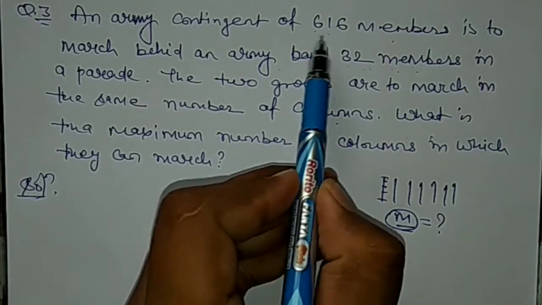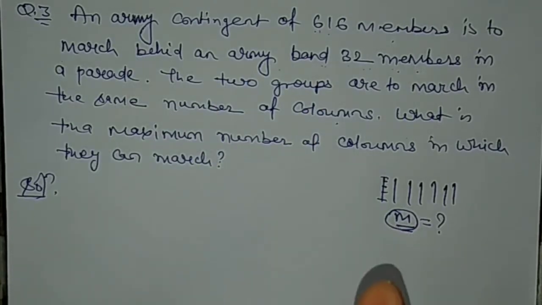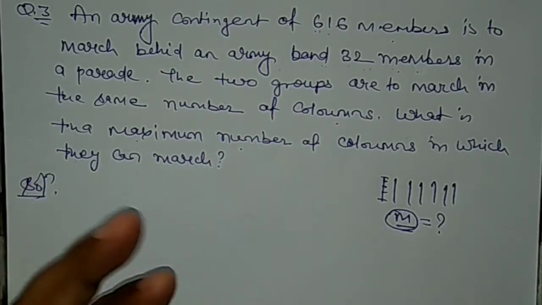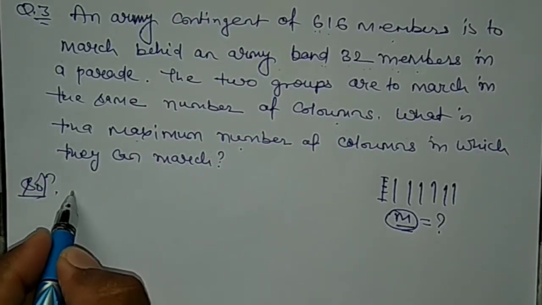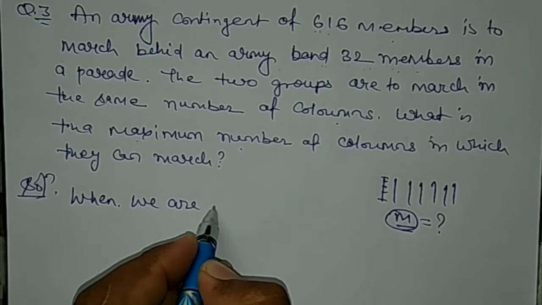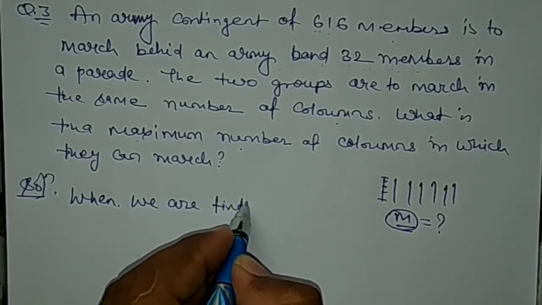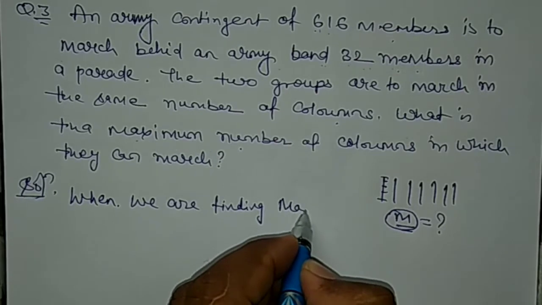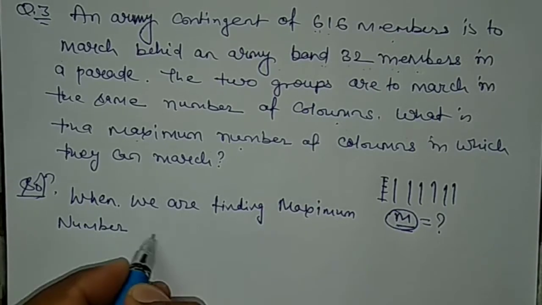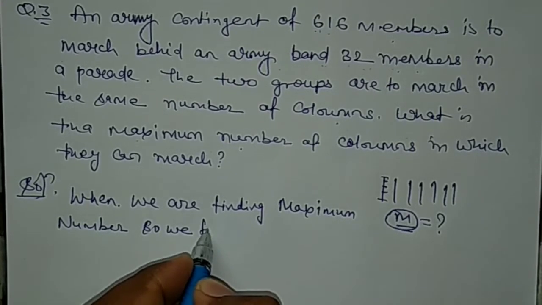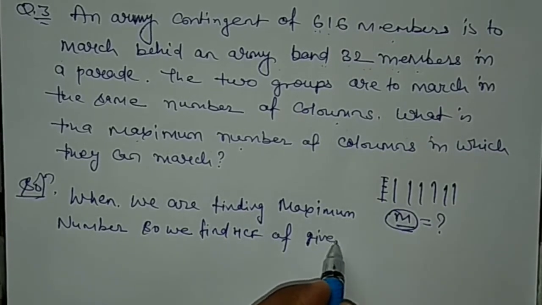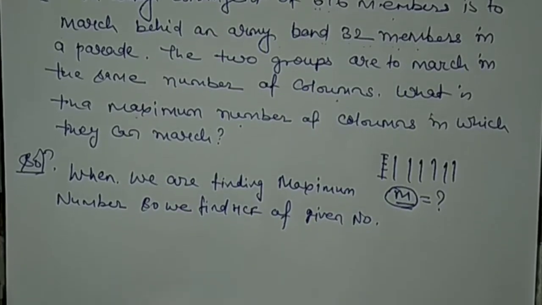दो नंबर जो आपको दिए हुए हैं उनका सिंपल HCF फाइंड आउट कर लो, या फिर जब भी हमें फाइंड आउट करना होता है मैक्सिमम नंबर तो हम क्या करते हैं, HCF फाइंड आउट करते हैं। तो मैं कॉन्सेप्ट बताता हूँ इसका: when we are finding maximum number, so we find HCF of given numbers. You have to remember this. What is the concept here?